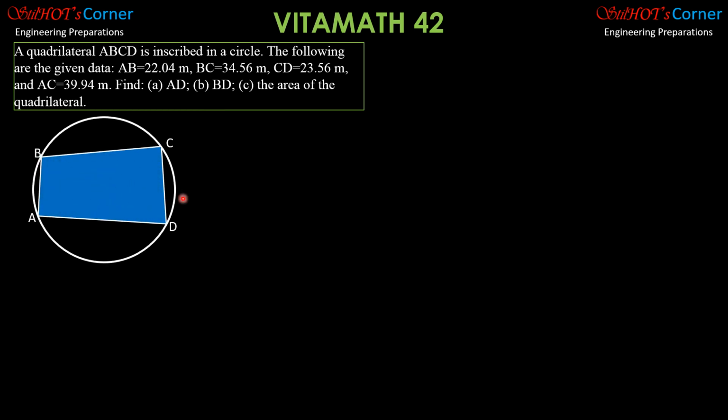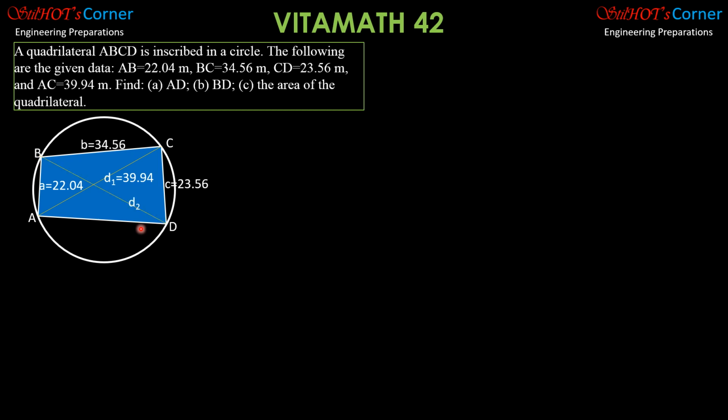So to help visualize the situation, let's have the figure. This quadrilateral is a cyclic quadrilateral because it is inscribed in a circle. AB is side A, 22.04; BC is side B, 34.56 meters; CD is side C, 23.56 meters; and AC, which is diagonal 1, is equal to 39.94 meters. We will call BD diagonal 2, which is unknown.